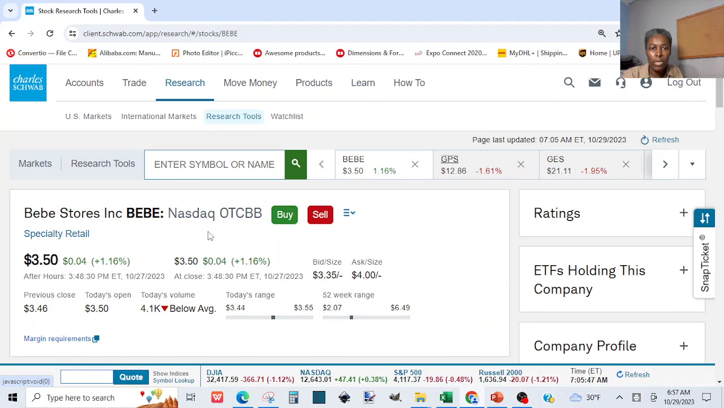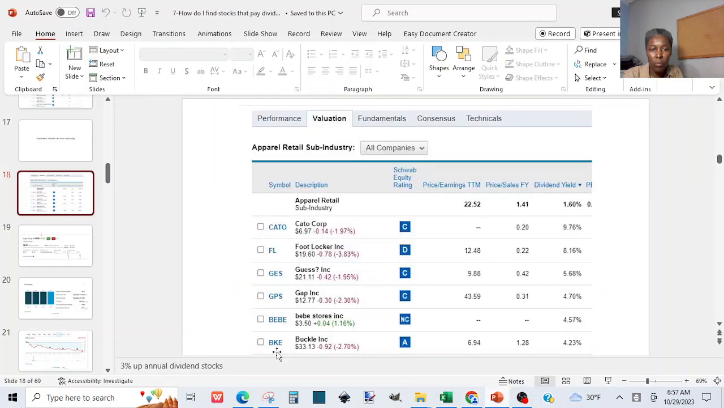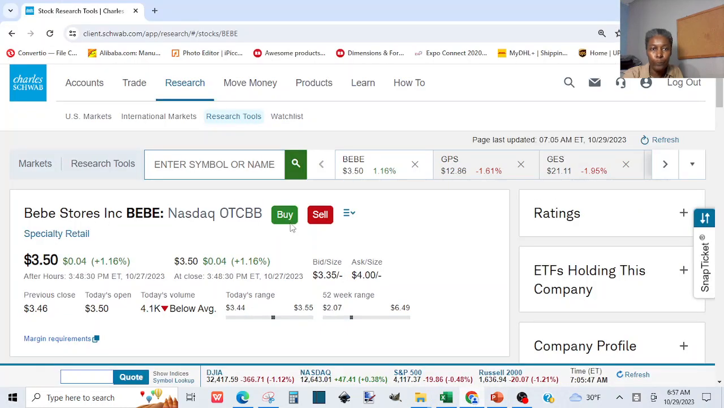So BB, the third criteria didn't pass, it is OTC, over the counter. So at this point, you don't even go forward. It didn't pass your market that you want to buy. We don't want to include over the counter companies because they are riskier. So I'm not even going to go forward with it. So it is to eliminate. We will go to BKE, Buckle Inc.